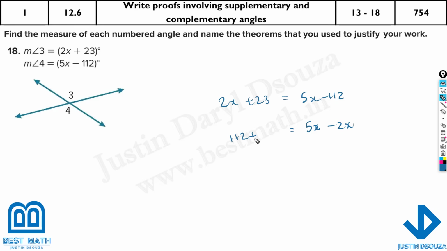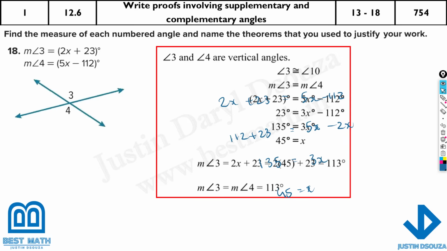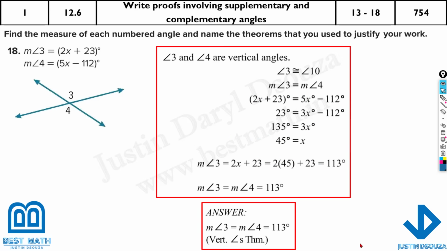It will be 112 plus 23. Minus becomes plus. So over here we have 135. That is equal to 3x. So now you need to divide. It's going to be 45. I believe 45 is equal to x. So once you know x, substitute back and then you'll get the answer. So this is how we can solve it, and it's from the vertical angles theorem.